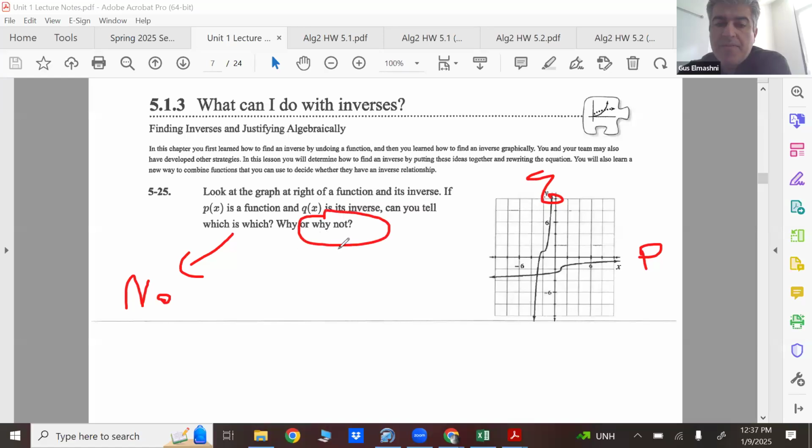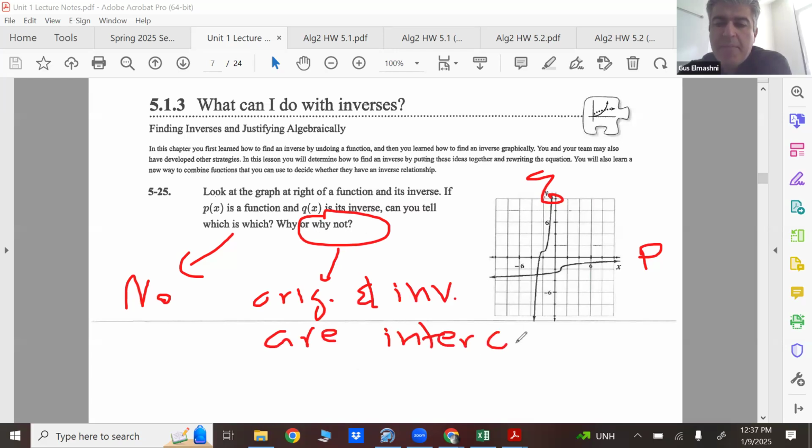And why not? That's because the original and the inverse are interchangeable. I'll explain what that means in just a moment. But that's the real reason why I can't tell. The original and the inverse are interchangeable.